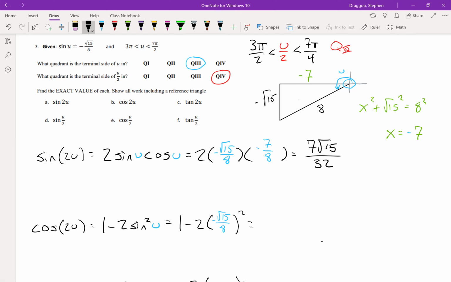So we ought to be able to simplify this. So we'll have 1 minus 2 times 15 divided by 64, since that negative gets squared away. 2 over 64 will again be 32. So I'm going to change 1 to be 32 over 32 minus 15 over 32, which simplifies to 17 over 32.